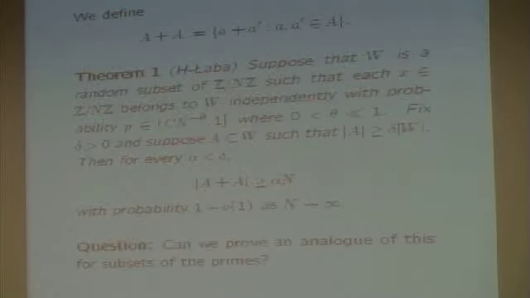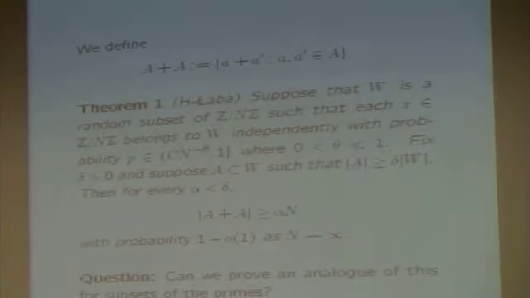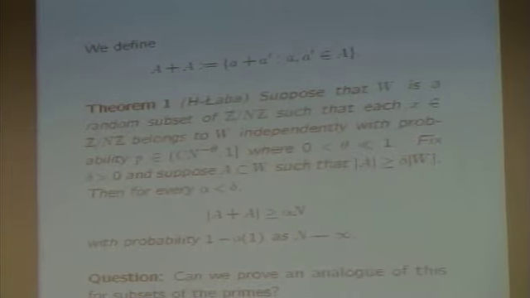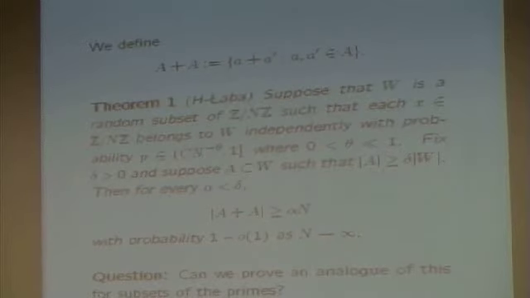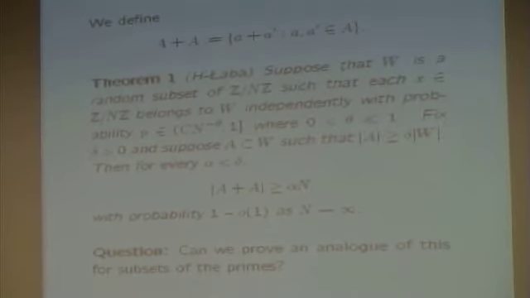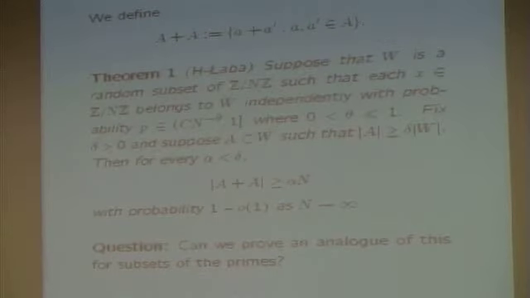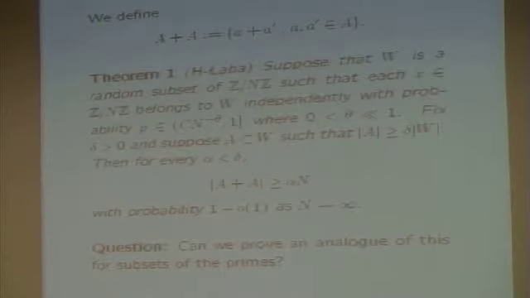But before that, we first need to define what a sum set is. If you have a set A, which is a subset, say, of Z mod NZ, then the sum set A plus A is the set of elements a plus a prime, where both a and a prime are in A. In some joint work with Izabella Laba, we've proved the following results.